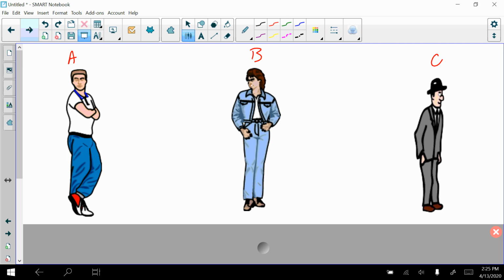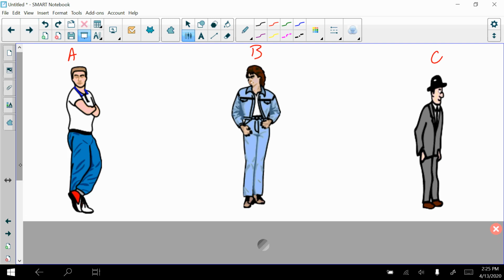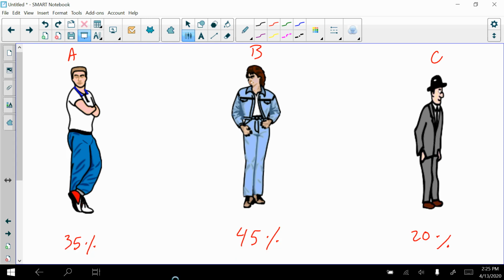After the voting is held, on election day, let's say this is how the polls turn out. We have 35% of voters going for A, 45% voting for B, and 20% voting for C. I probably would have voted for C on account of this awesome hat, but nobody else agreed with me. So 20% vote for C. The question I want you to think about is, who wins this election? Who do you think should win this election and why?